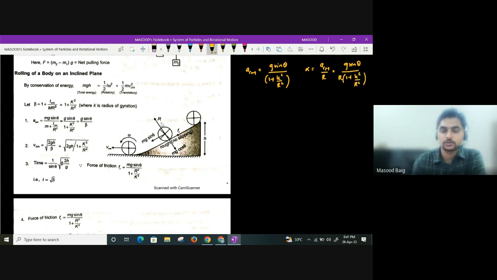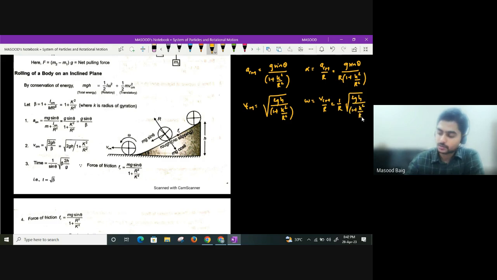Then they will also ask you, if it is dropped here, with what speed it is going to reach the bottom of the incline. So I can write V_CM value will be root over 2gh whole divided by 1 plus k square by r square. Similarly, omega value can be written as V_CM divided by r, which I can write as 1 by r into root over 2gh divided by 1 plus k square divided by r square.